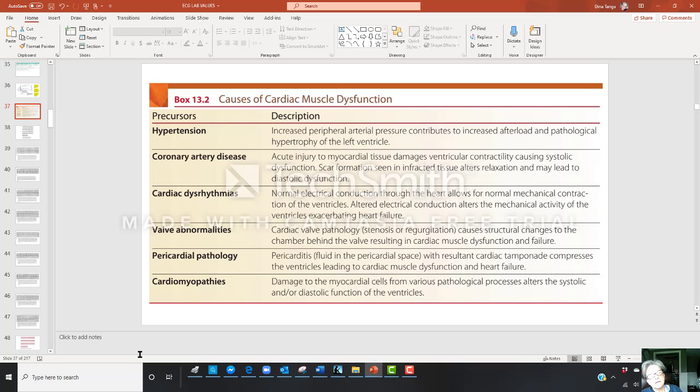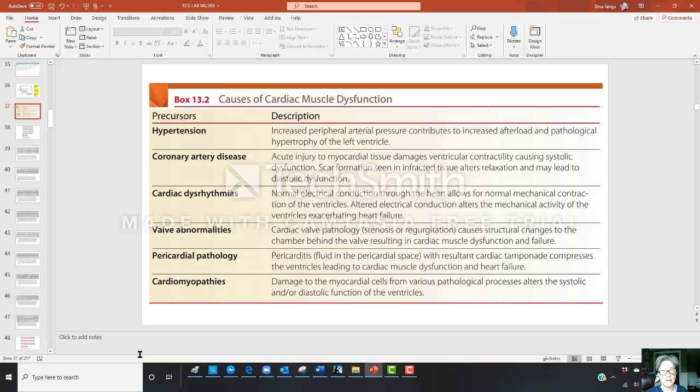Causes of cardiac muscle dysfunction. Hypertension: increased peripheral artery pressure contributes to increased afterload and pathological hypertrophy of the left ventricle. Coronary artery disease: acute injury to myocardial tissue damages ventricular contractility, causing systolic dysfunction. Scar formation seen in infarcting tissue alters relaxation and may lead to diastolic dysfunction.